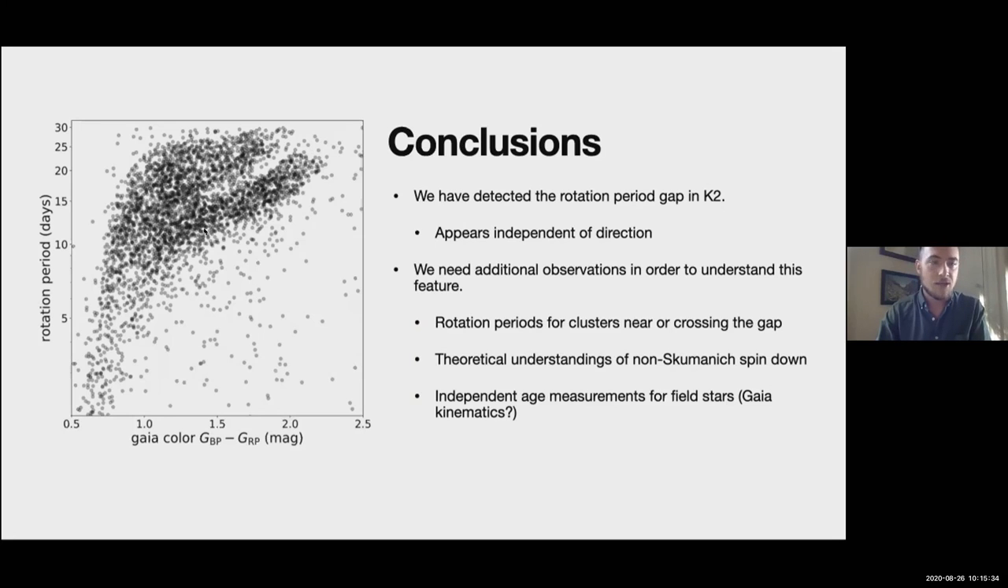The other thing that could potentially be helpful here, and this gets to the work that Ruth Angus is doing and discussed just earlier today, is independent measurements of the ages of these field stars, which would be very helpful in discriminating between these scenarios. That could possibly come from Gaia kinematics, and it sounds like there's a lot of progress being made on that. So thank you.